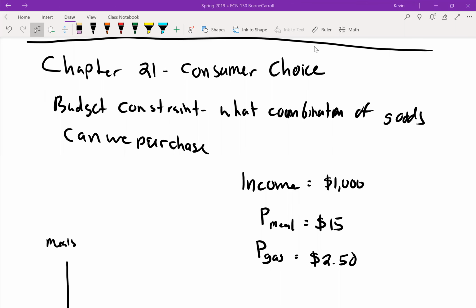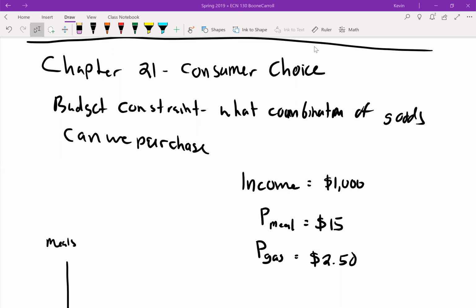Hi everyone, in this video we'll look at chapter 21 and finish out our exam 3 prep and look at consumer choice theory. The big thing with consumer choice, and one of the big things that really constrains us, is our budget constraint. This tells us what combinations of goods we can purchase given our income.